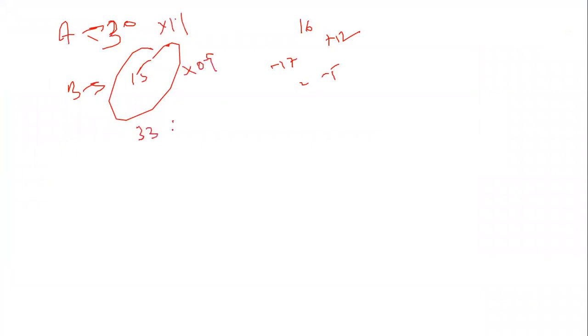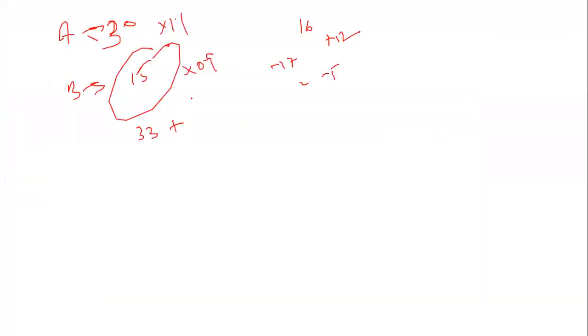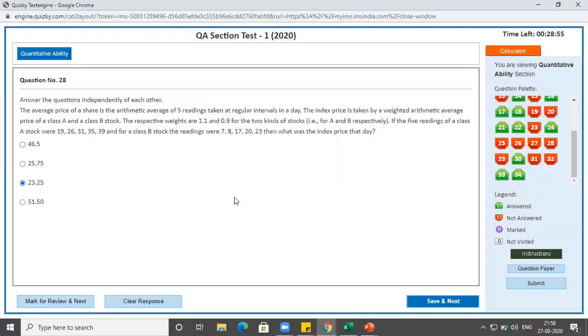So 33 plus 15 into 0.9 is 13.5, divided by 2. So this is like 46.5 divided by 2. This is 23.25, which is my answer, option C.